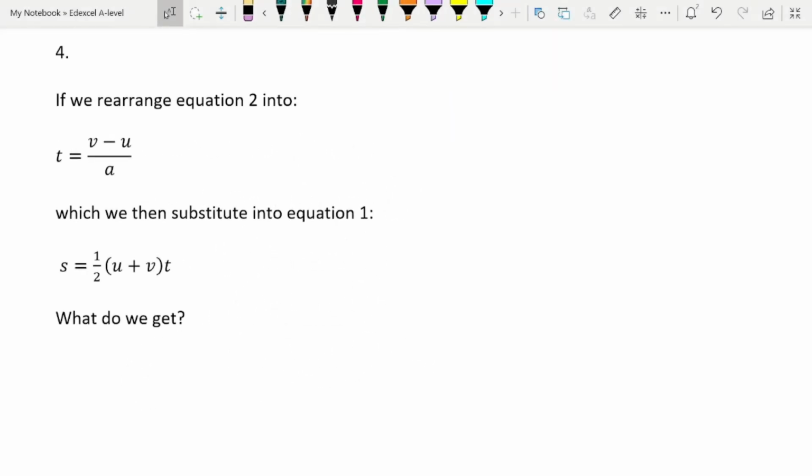Number 4. This one is slightly more complicated in its algebra. So what we're going to do is rearrange equation 2, which was v equals u plus at, and solve it for t. So t equals (v minus u) over a, and then we're going to substitute that into our original equation 1 given here. We're going to replace that t with (v minus u) over a, and then just multiply it out. So you can try it yourself, pause this video, try it, and then come back and you can check out my working of it. I'll speed up the video so it goes a bit faster, and you can just check that you've done the same thing.